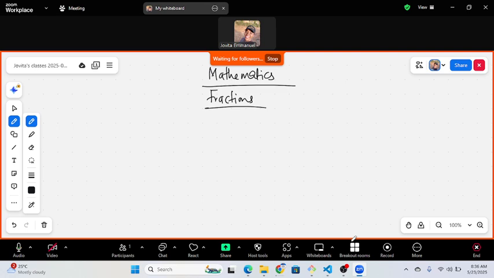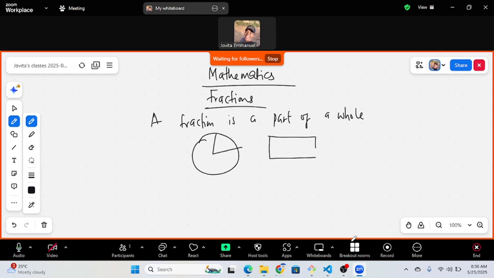of a whole. Now, just in case this is a circle, a part of this circle is a fraction of the circle. Just in case you have a rectangle like this, a part of the rectangle is a fraction of the rectangle. But this is for those in a younger class. I suspect at grade 5 you should be able to know what this is all about.